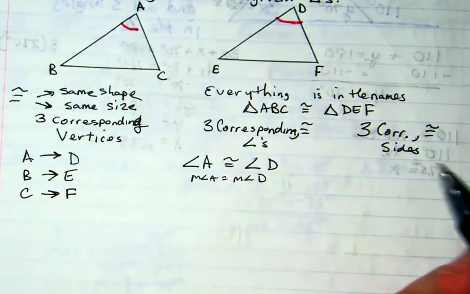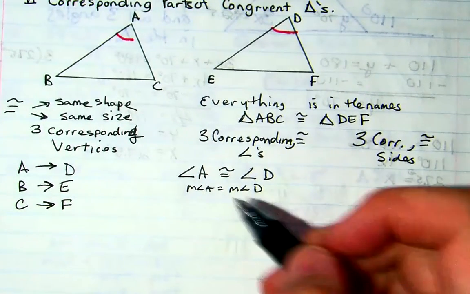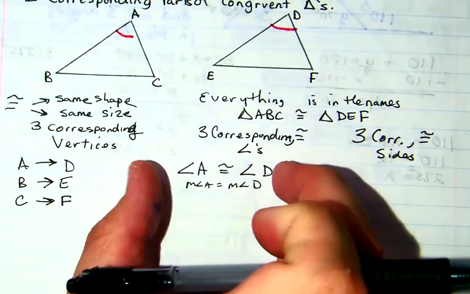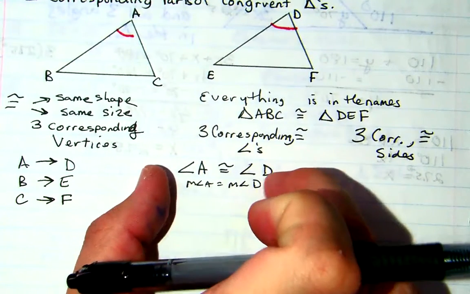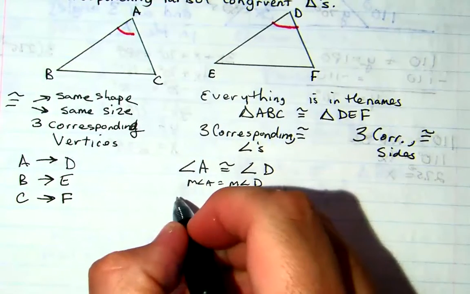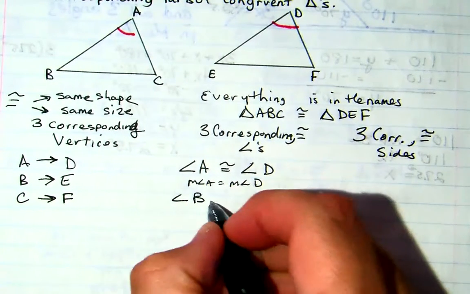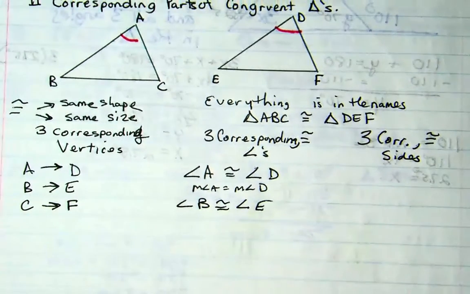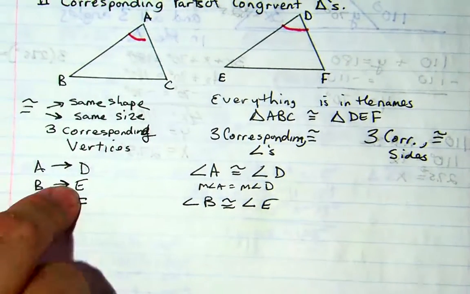And when we get a little bit more formal and start writing proofs and things like that, we need to be able to go from equal to congruent, and congruent to equal measures. Now, angle B is congruent to which angle? E, angle E, because B is corresponding to E.